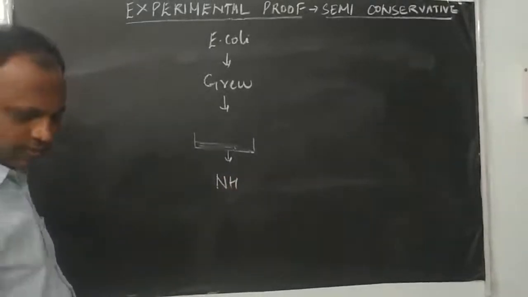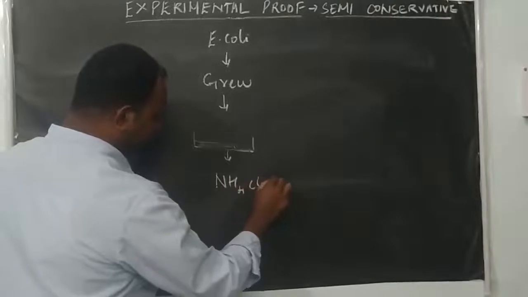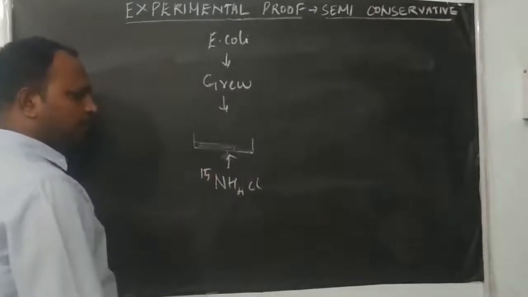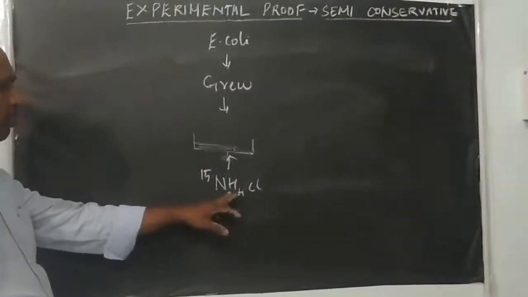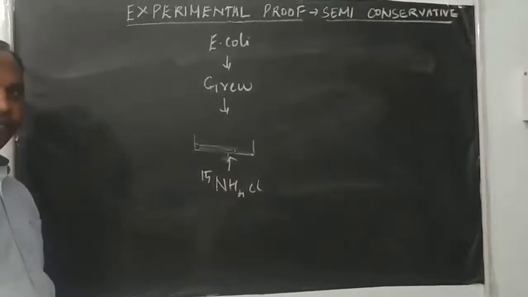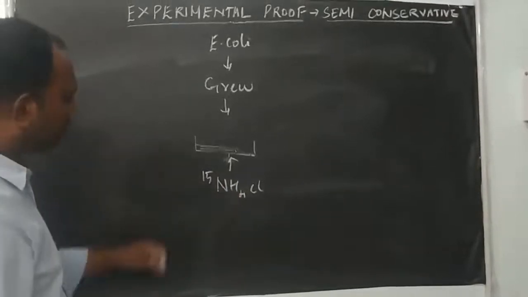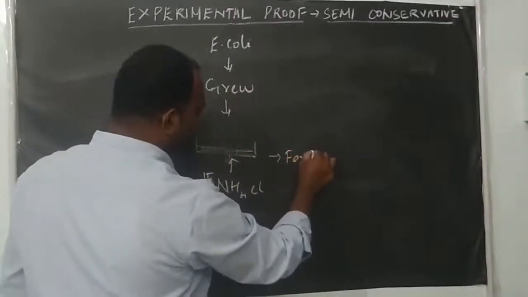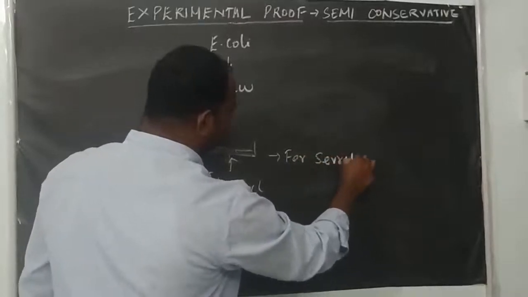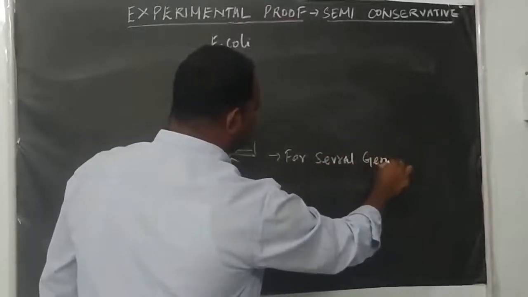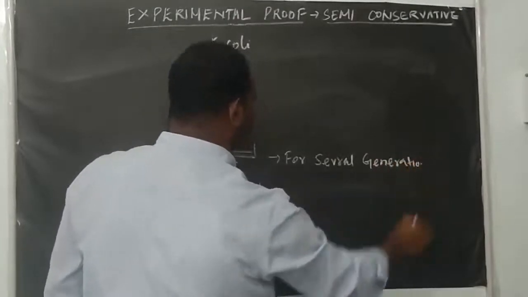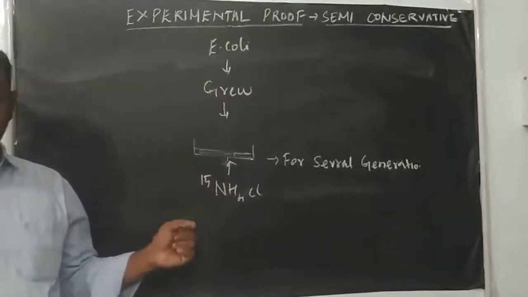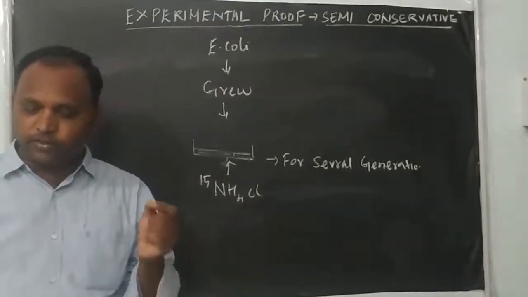So the medium is incorporated with the heavy isotope form of nitrogen. This ammonium chloride with N15 is the source of nitrogen, and they grew this E. coli bacteria on this medium for several generations. When we grow this E. coli for several generations, N15 is the only source of nitrogen.